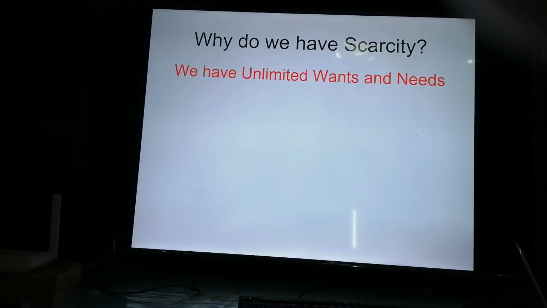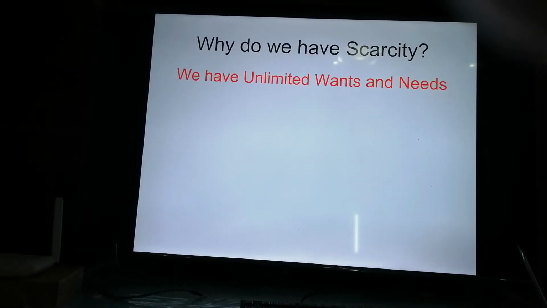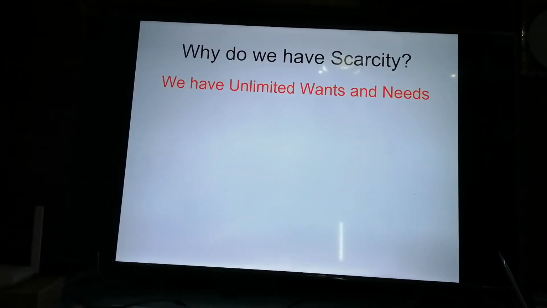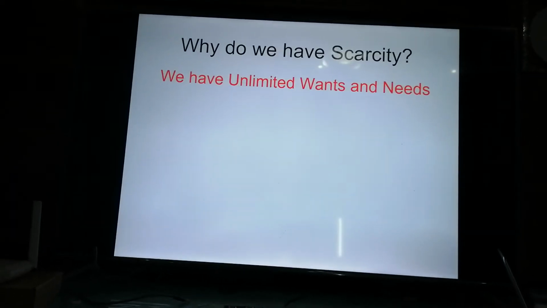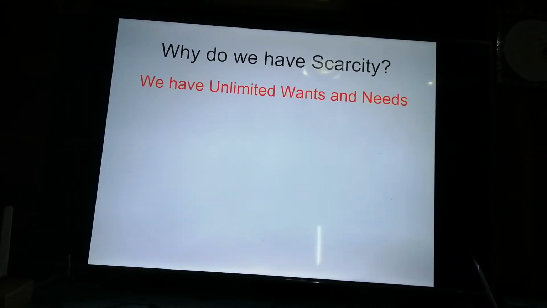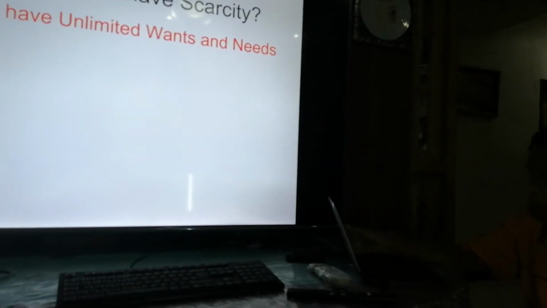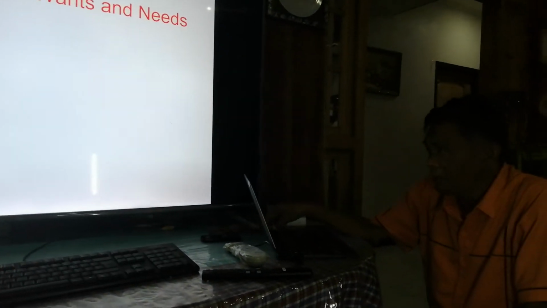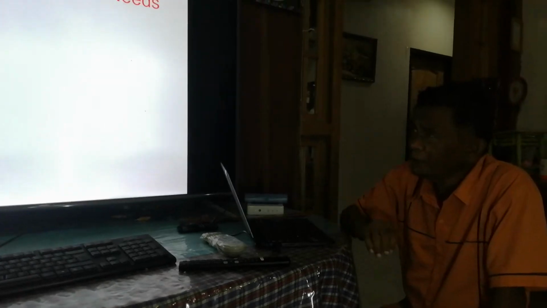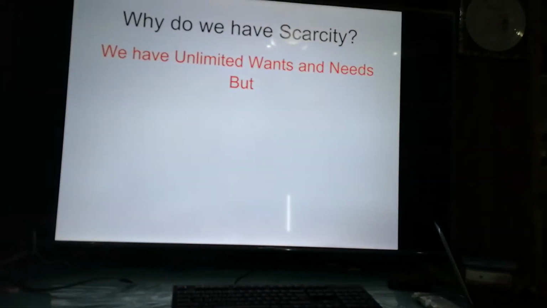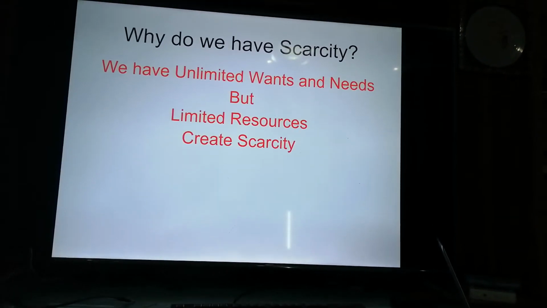Why do we have scarcity? Because we have unlimited wants and needs, meaning no limitation of wants and needs. People want to have items, everything in the world. But needs are limited. For example, if your need for rice is only 1 kilo per cook, that's only 1 kilo. But the wants are unlimited. So people have a problem in terms of acquiring things, because limited resources create scarcity.